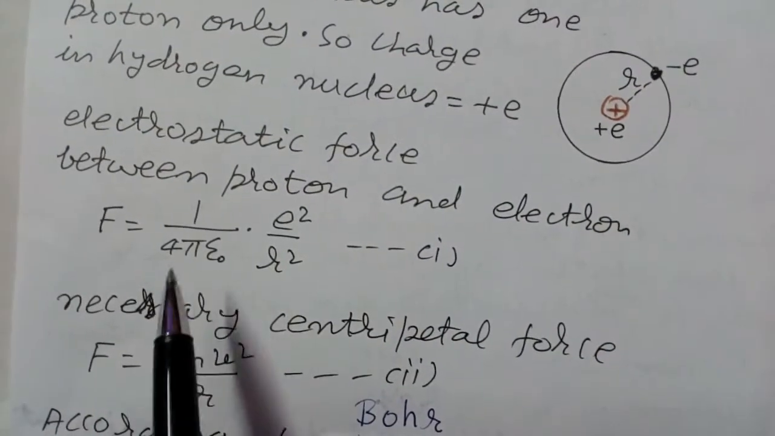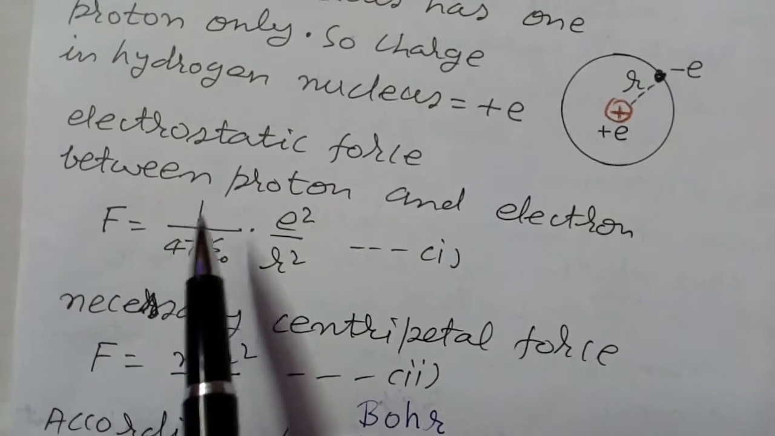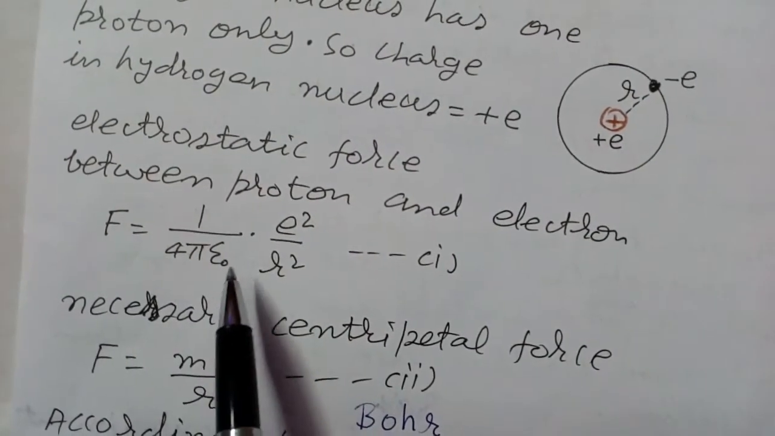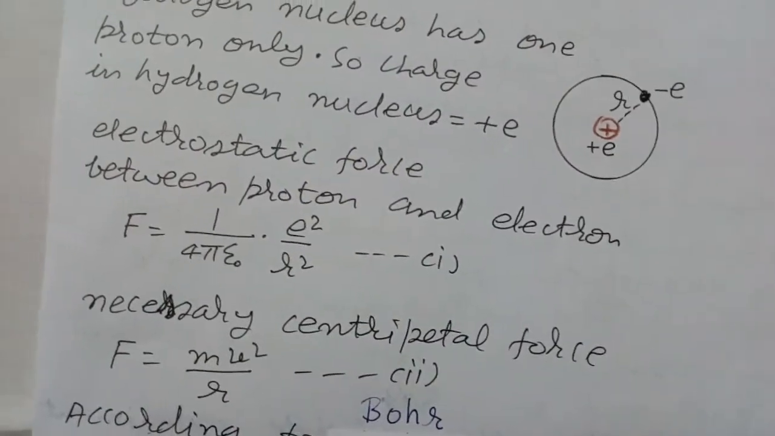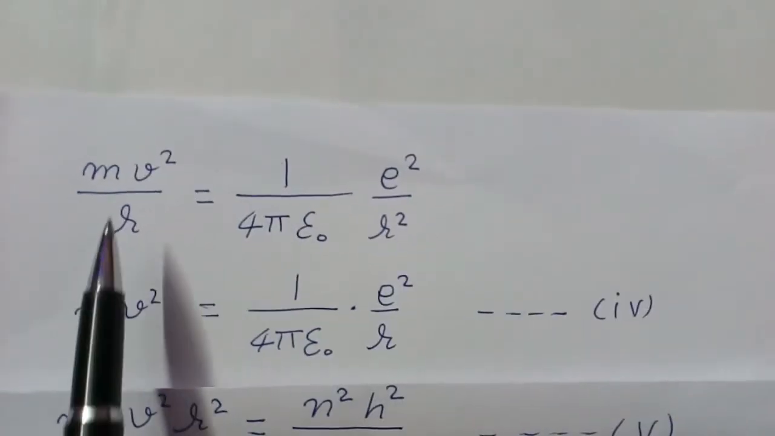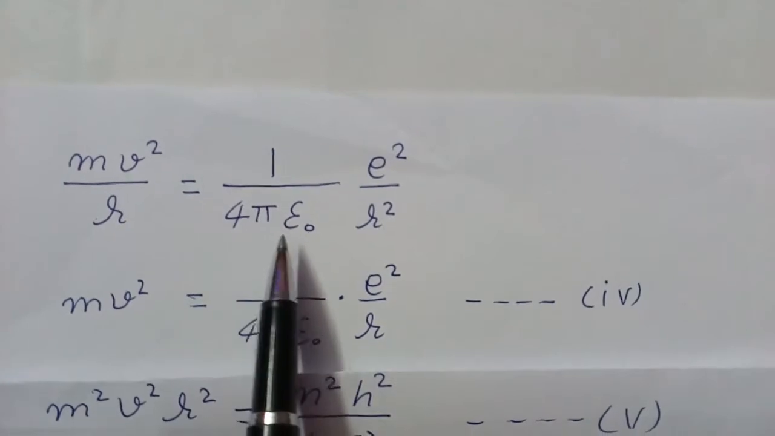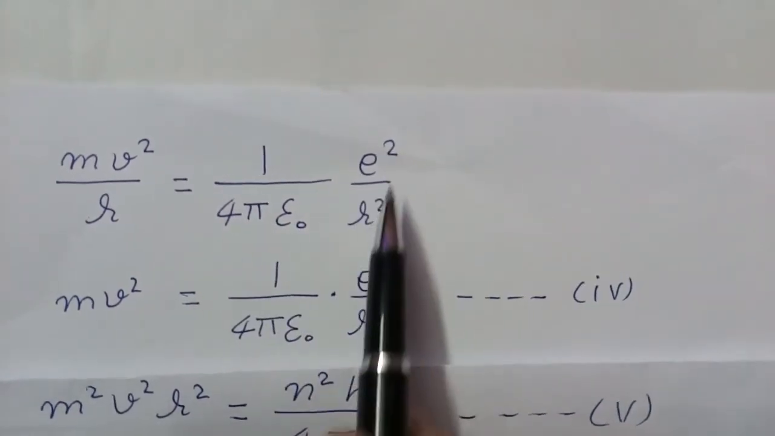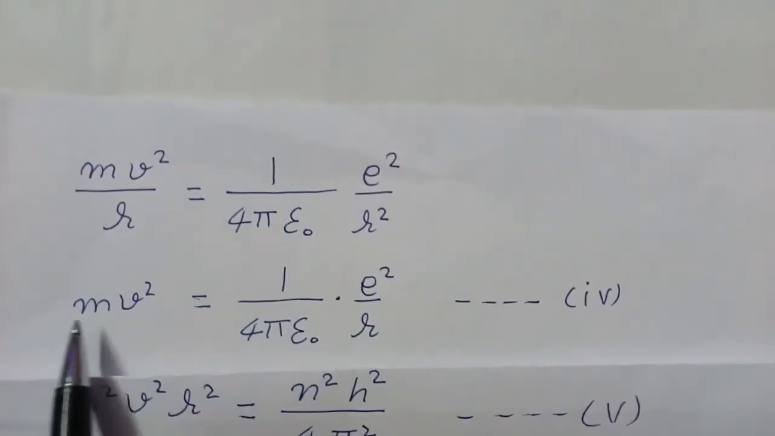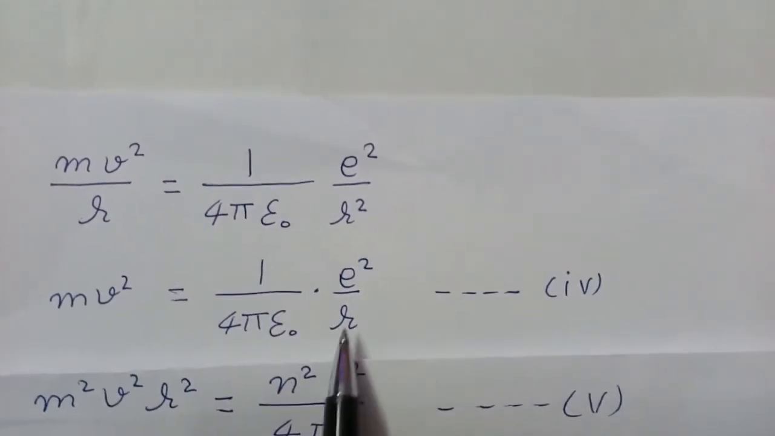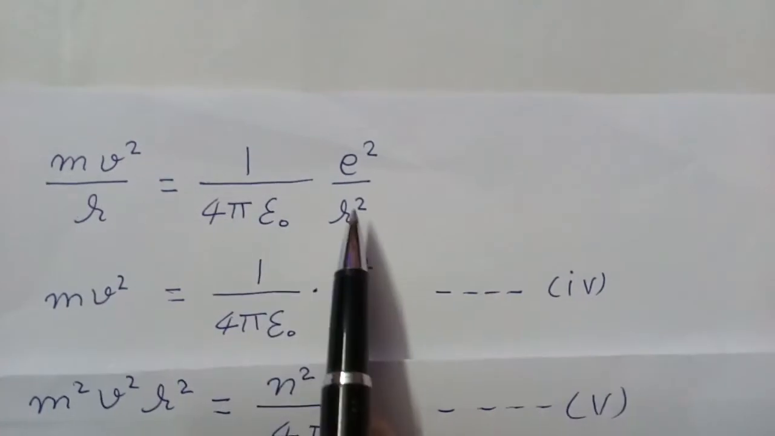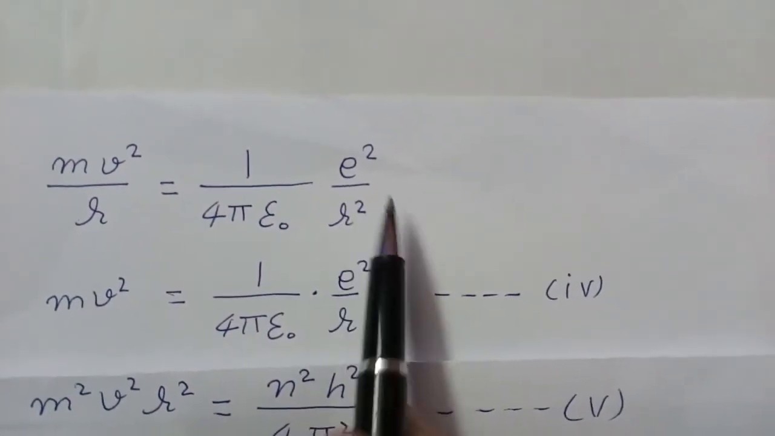Now this electrostatic attractive force 1 upon 4 pi epsilon naught into e square upon r square is equal to mv square by r. So mv square upon r is equal to 1 upon 4 pi epsilon naught into e square upon r square, or mv square is equal to 1 upon 4 pi epsilon naught into e square upon r. This r cancels from this square.